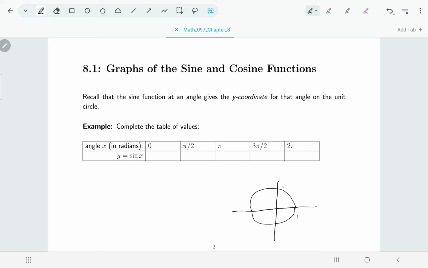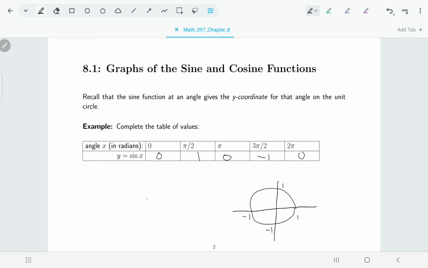Remember that for the unit circle, sine is just the y value as we travel around the unit circle. So as we make our way from 0 radians to pi over 2 to pi to 3 pi over 2 and back to 2 pi, our y values on that unit circle are going to be the values of sine of x. So at 0 radians, the y value is 0, so sine of 0 is 0. At pi over 2, the y value is 1. At pi, the y value is 0. At 3 pi over 2, our y value is negative 1. And at 2 pi, our y value is back to being 0.